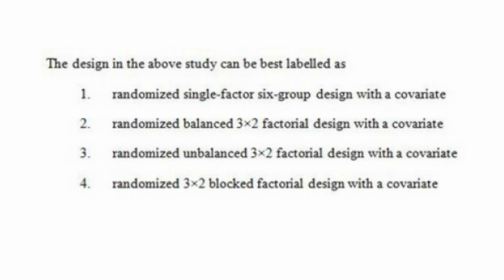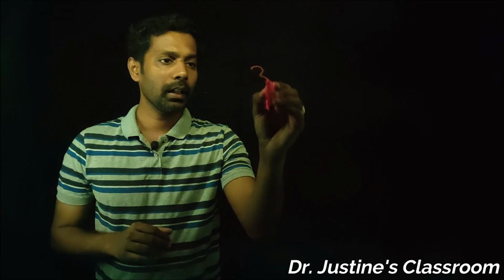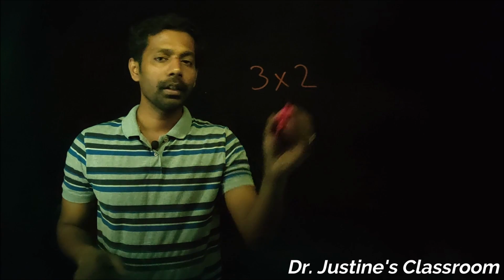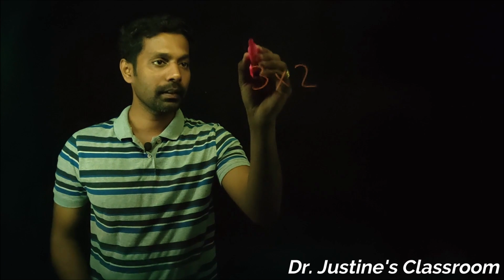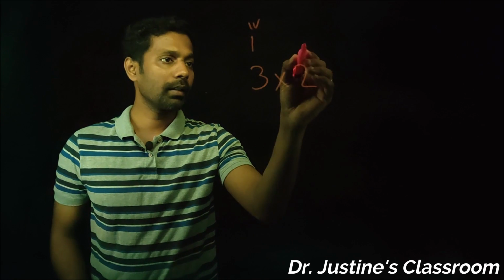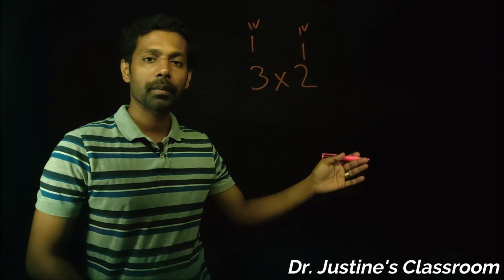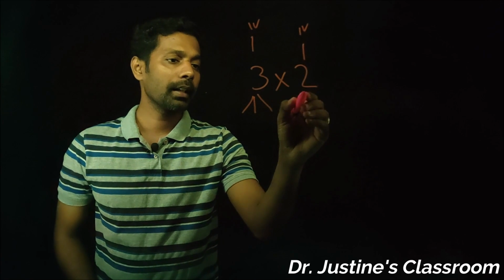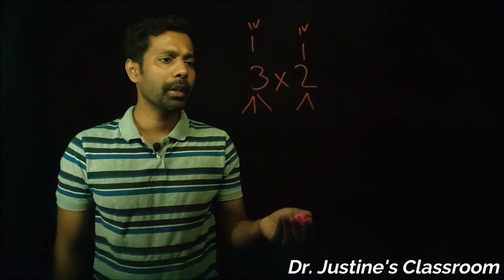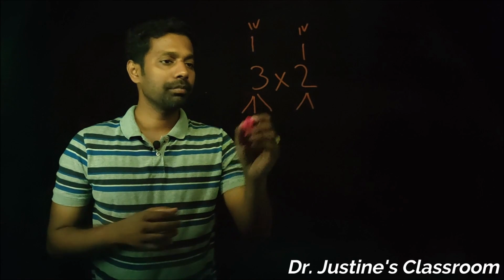A 3/2 factorial design is fine. So look into the second option in a little more detail. What does this 3/2 indicate? A design like that indicates it has 2 IVs. This is one IV and another one is the second IV. So 2 independent variables are there and a dependent variable is being measured. The first IV has 3 levels and the other IV has 2 levels. That's it. It can be 3/2 or 2/3, any way we can write this possibility. So this part is right.